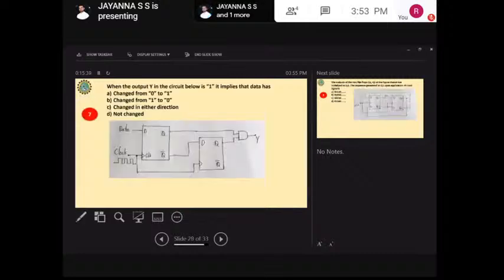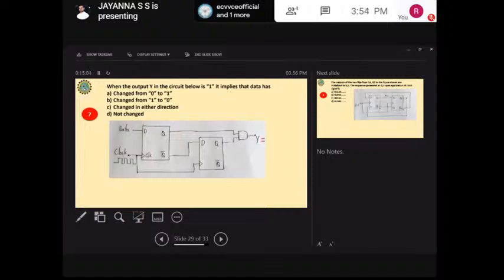Next, coming to this example, where the output Y in the circuit below is 1, it implies that data has changed from 0 to 1 or from 1 to 0, changed in either direction, or not changed. This is the question they have given. Here the clock is synchronous.